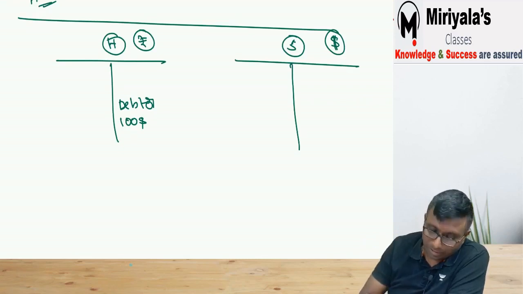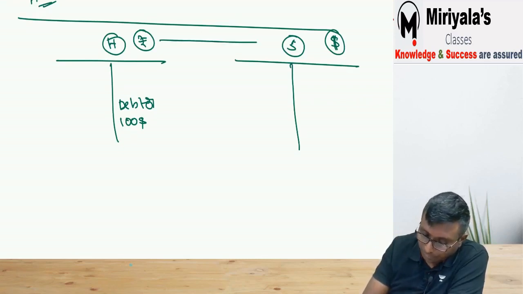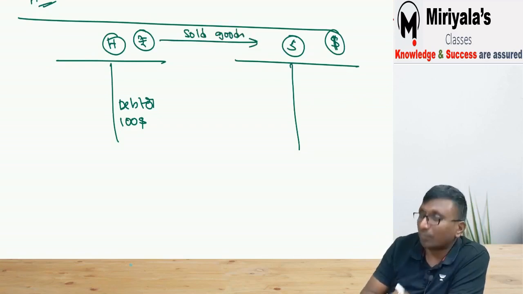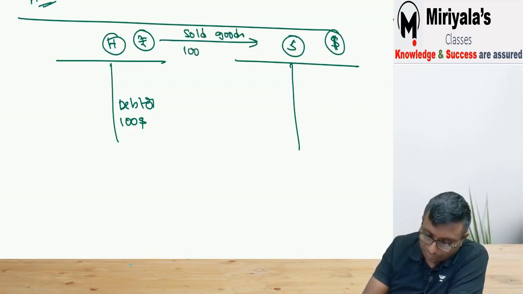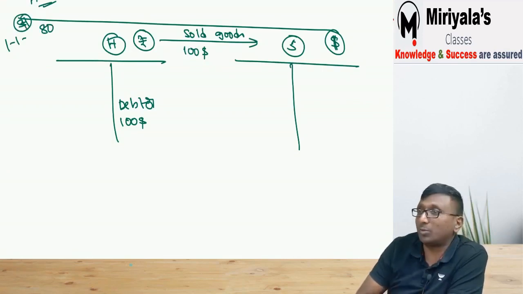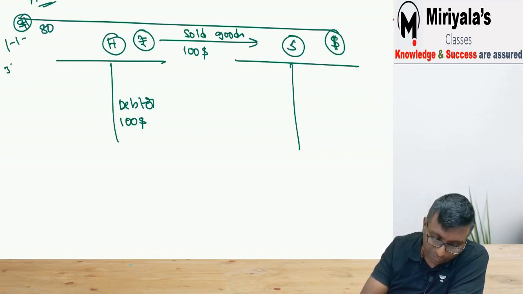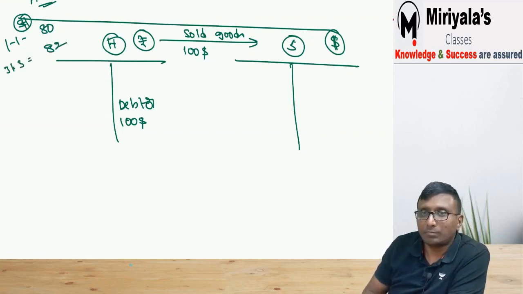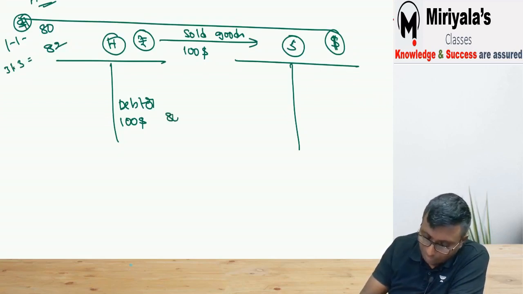Okay? We sold goods. Obviously, we sold goods. Follow me very clearly. How much worth? $100. Which day did you sell? 1st January I sold. On 1st January, what is the dollar value? The dollar value was equal to 80 rupees. Sorry, on 31st March, how much? 82. Initially, it must have been 8,000 rupees.